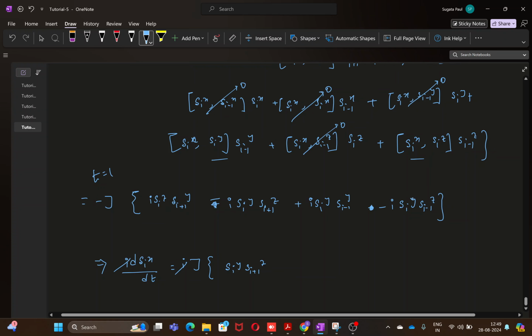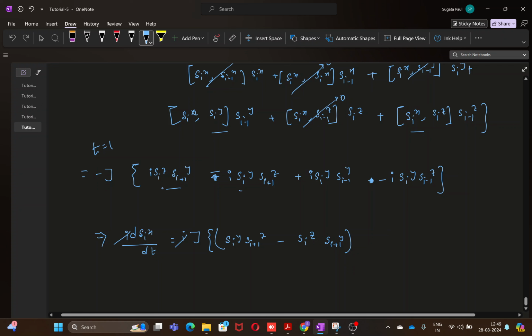YZ, ZY terms will be present, so this is fine: that SIY, SI plus 1z, then minus this term SIZ, SI plus 1y. So this will be taken together, because this has become plus and this has become minus, absorbing the minus sign outside the bracket. And then plus, this has now become plus, so this is SIY, SI minus 1z, then this term has become minus, so minus SIY, SI minus 1z.